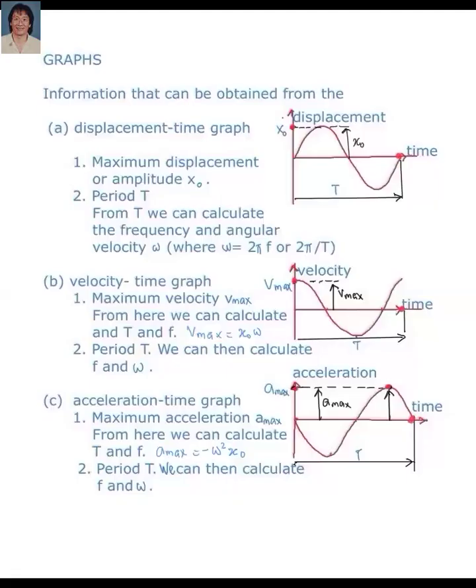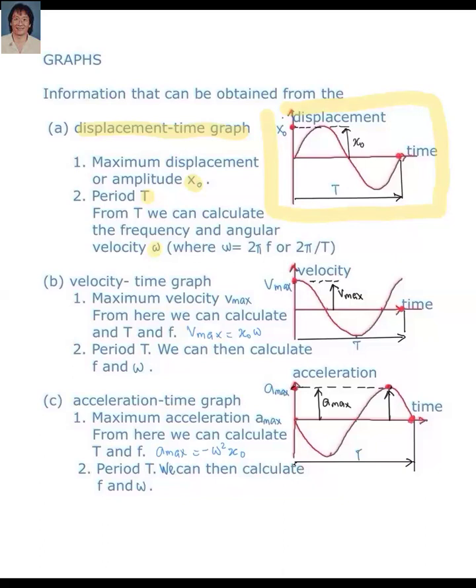A lot of questions in this chapter involve graphs. Therefore, you must be able to interpret the graphs. Information that can be obtained from the displacement time graph. Displacement time graph looks like this. From the displacement time graph, we can get the maximum displacement xo. We also can get a period T from the graph, as you can see in the graph. From T, we can calculate the frequency and angular velocity, omega, because omega equals 2 pi f or omega equals 2 pi over T.